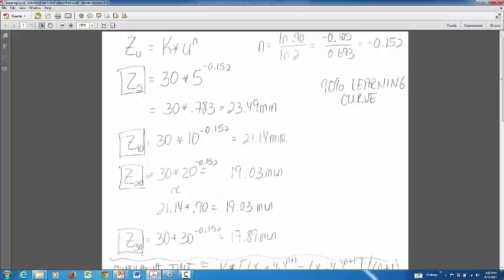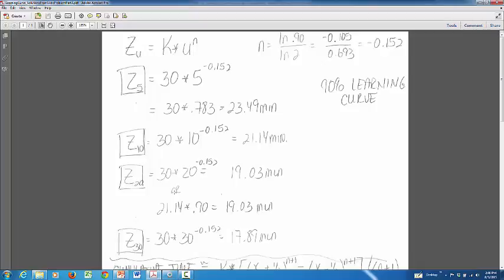So we go from the 10th unit to the 20th unit. Again, the time to produce the 20th unit is the time to produce the first unit, 30 minutes, times the 20th unit raised to n, which we know from our calculations is negative 0.152. That's 19.03 minutes. So the 20th unit, given a 90% learning curve, is going to take 19.03 minutes, assuming we had 30 minutes for our first unit.